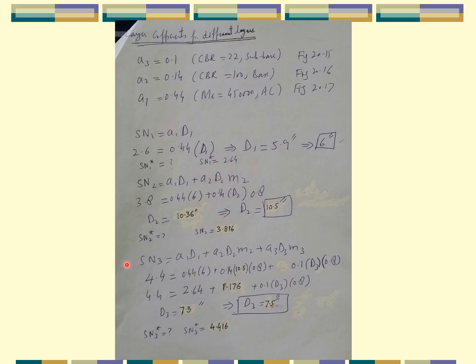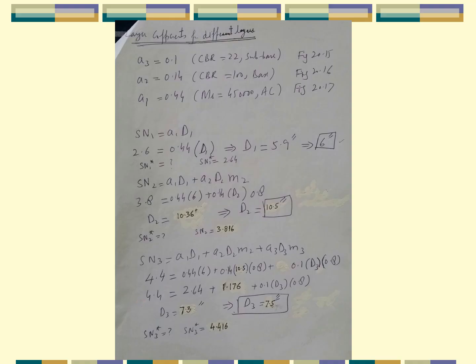Then use equation number 3 and plug in the SN3 value, A1, D1, A2, D2, M2, A3, D3 is unknown over here, and M3, that is for the subbase material, 0.8, the same value as M2, just put that value over here. In this way you can get D3, that is coming 7.3 inches. You may take it as 7.5 inches. If you put 7.5 along with all other values, you get the structural number equal to 4.416, which is greater than this.